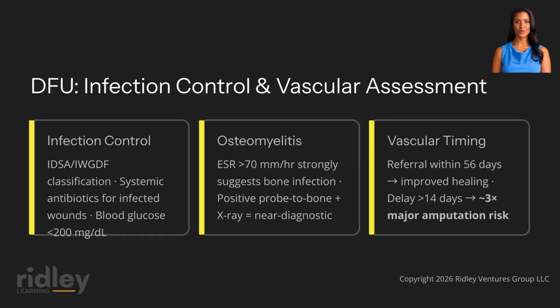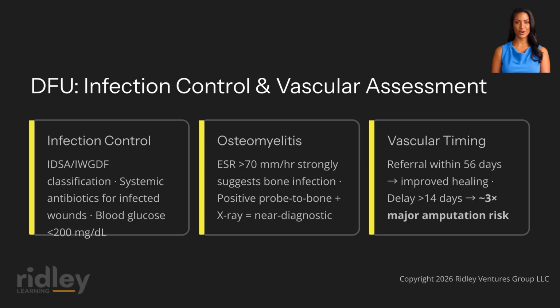Vascular assessment is integral to prognosis and treatment planning. The presence of peripheral artery disease substantially increases the risk of failure to heal and major lower limb amputation. Delayed revascularization is associated with demonstrably slower healing and higher amputation rates. A prospective study of 478 patients showed improved wound healing among those receiving vascular referral within 56 days, compared with longer delays to revascularization, with a hazard ratio of 1.96.